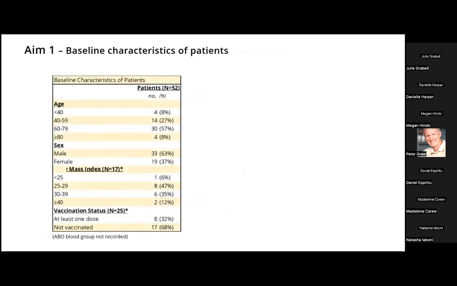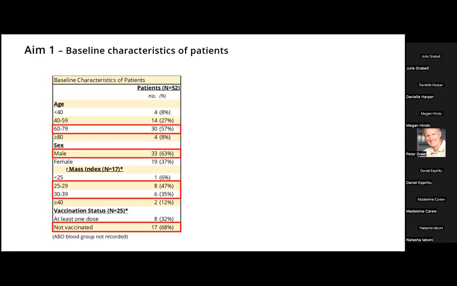And these are the baseline characteristics of my patients. So I just want to highlight where the majority falls for age, sex, body mass index, and vaccination status. So as to be expected, the majority of my patients are over the age of 60. They are male and have an elevated BMI. This is completely in line with all other studies who have found that the CDC has reported that over 80% of COVID deaths are in people over the age of 65.